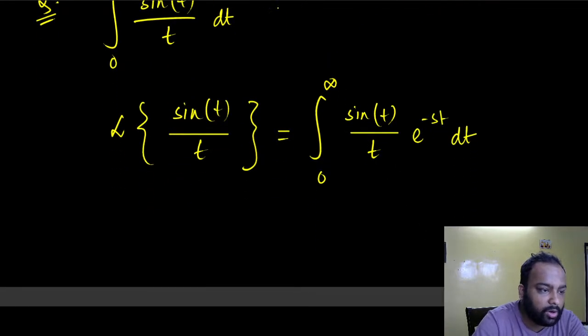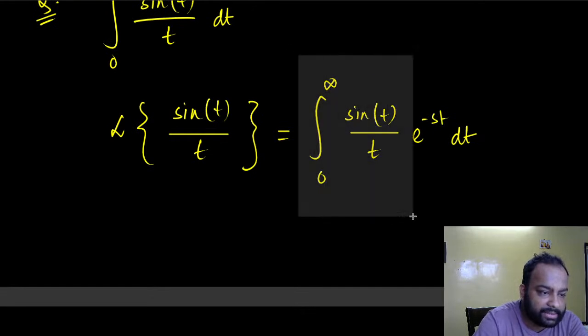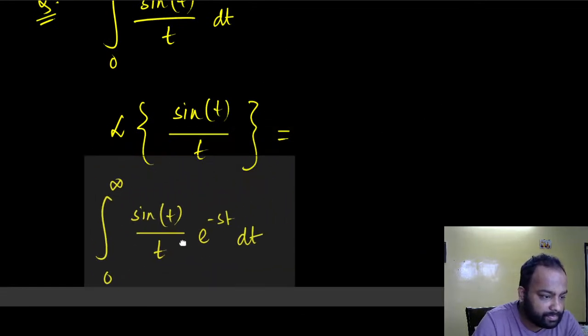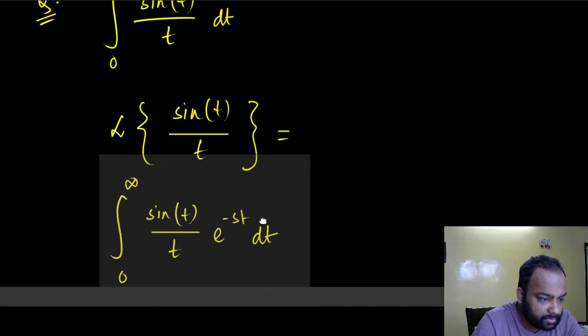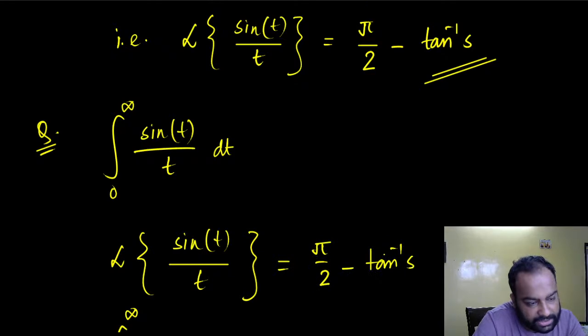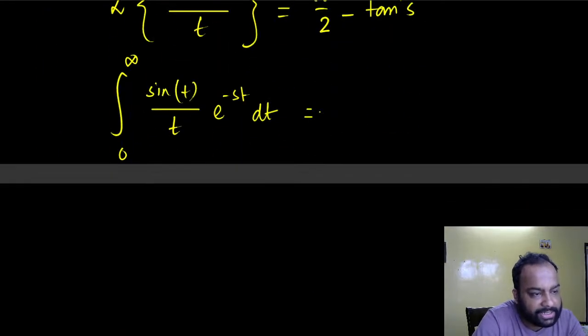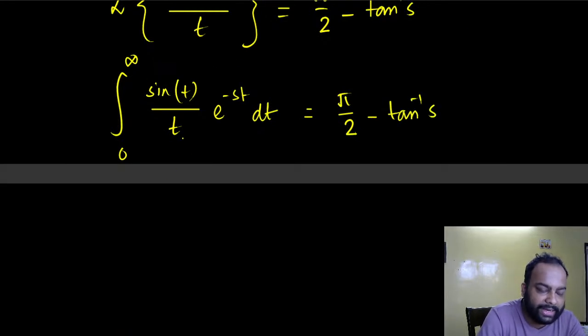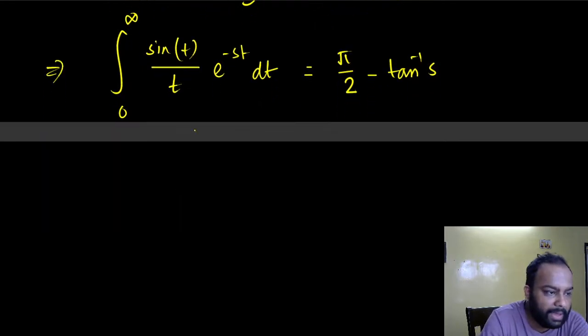But moments ago we just derived that the Laplace transform of sine t by t is nothing but pi by 2 minus tan inverse s. So this integral is essentially pi by 2 minus tan inverse s. But just keep in mind, we cannot do the integration by default, right? We can only use properties and do the integration. Otherwise, we wouldn't be able to do this integration manually by default, right?